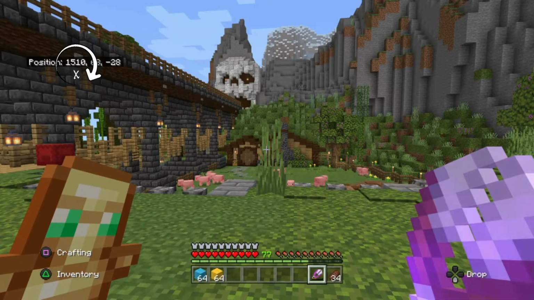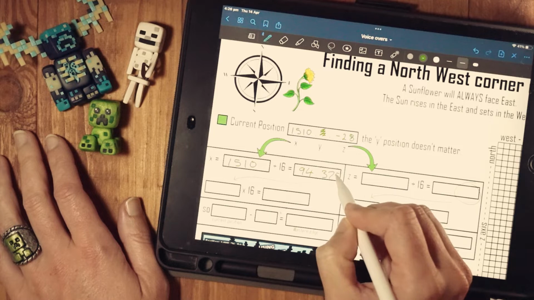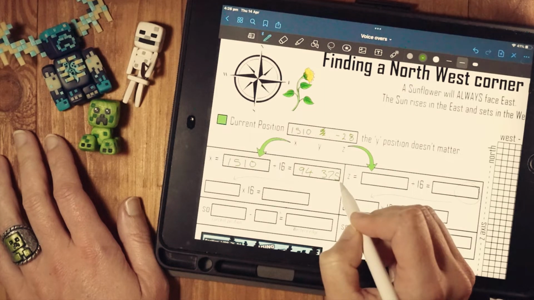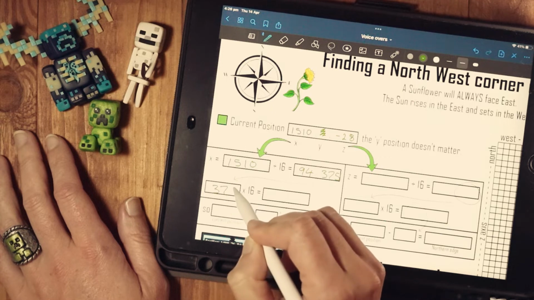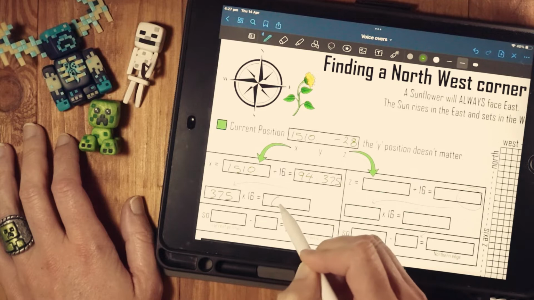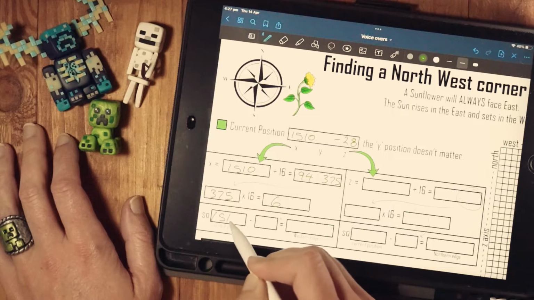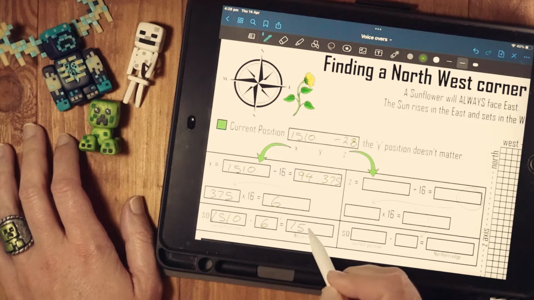X-axis first, we are currently at 1510. Divide by 16 equals 94.375, so we are 94 and a bit chunks east of the x-axis origin. Multiply the 0.375 by 16 to convert from chunks back to blocks, and we get 6. Move 6 blocks towards the origin, or 1510 minus 6 equals 1504.